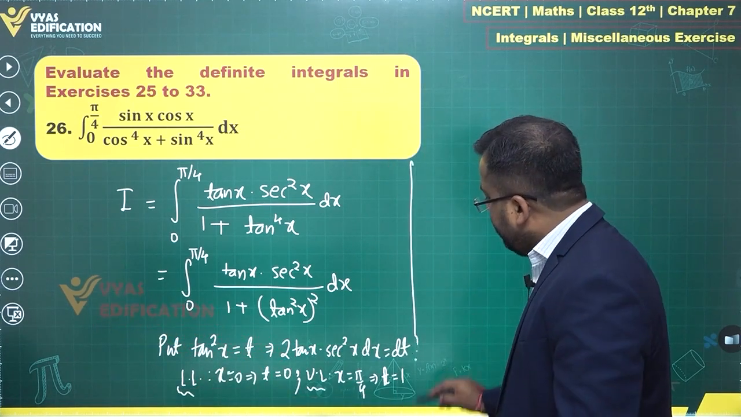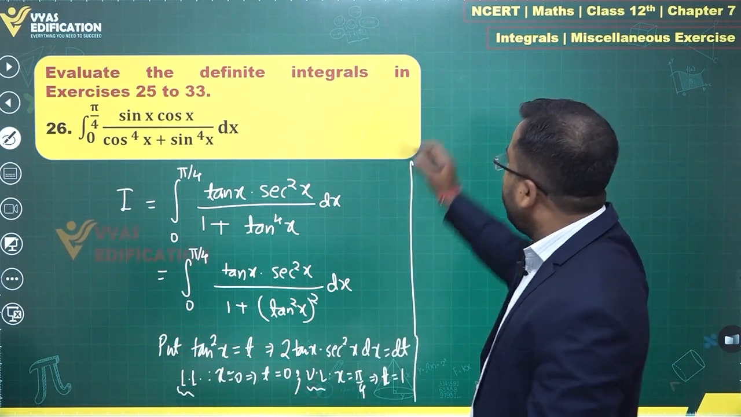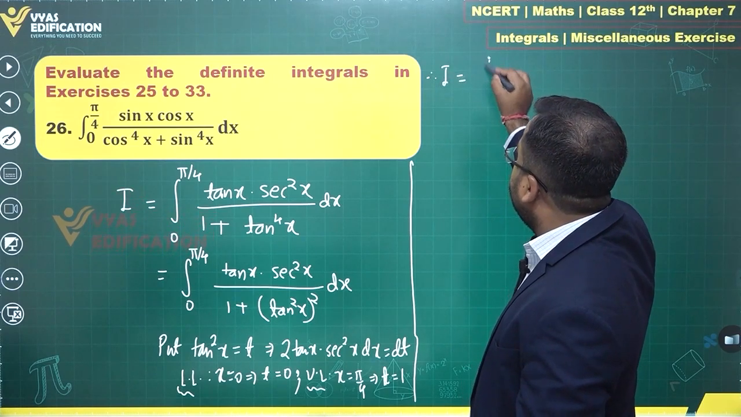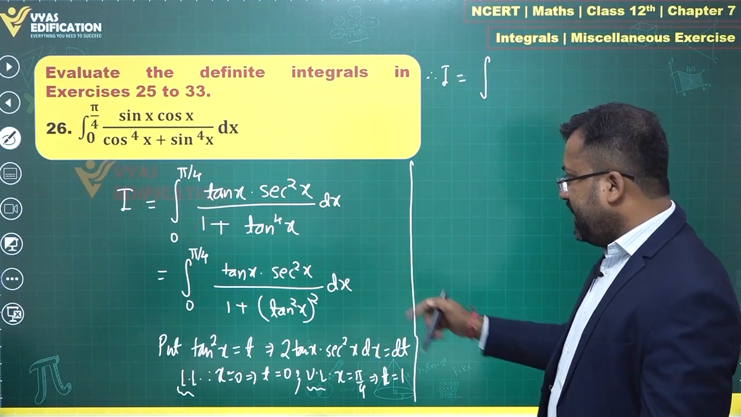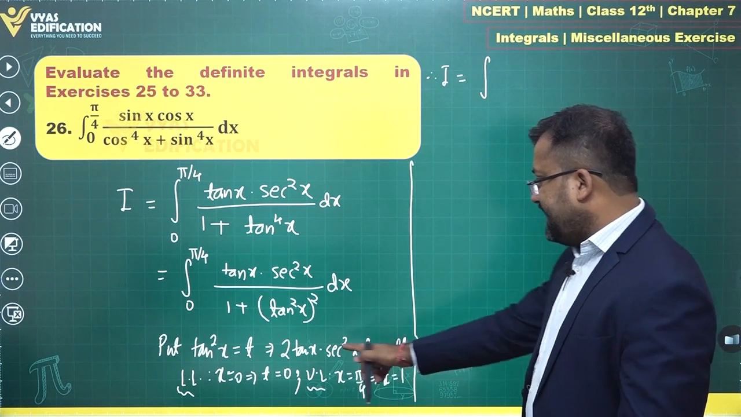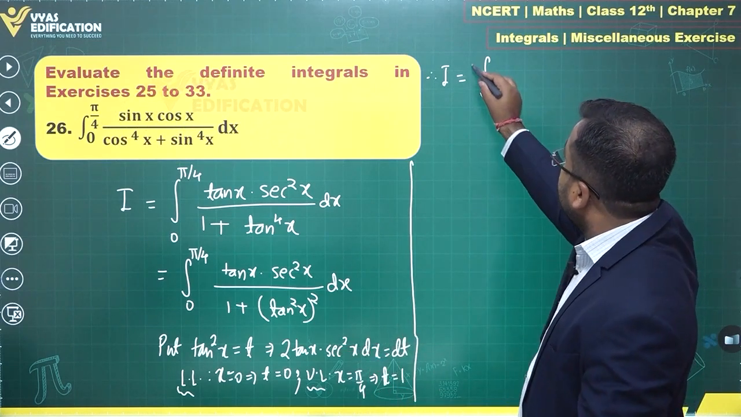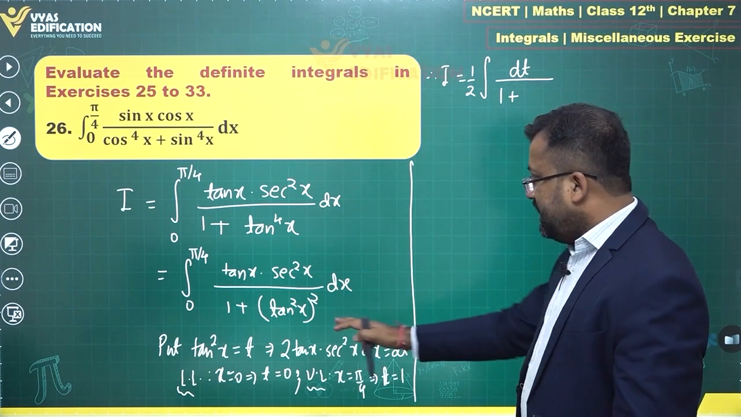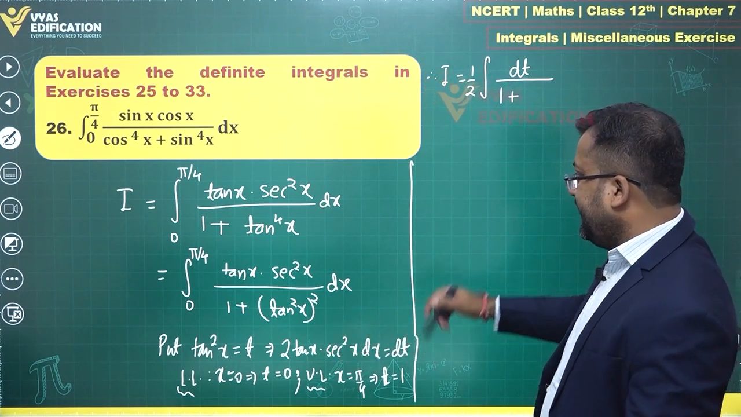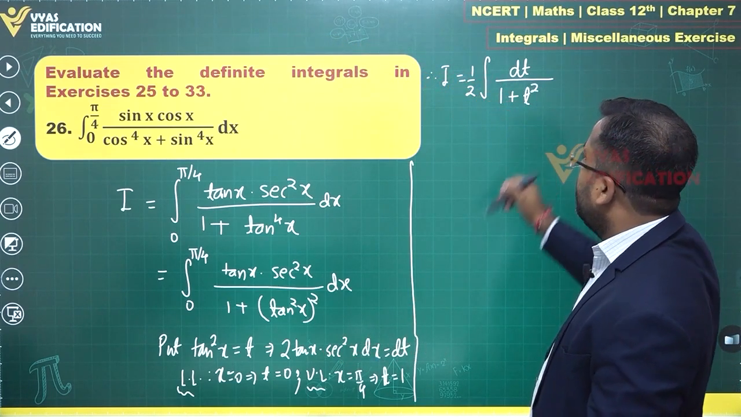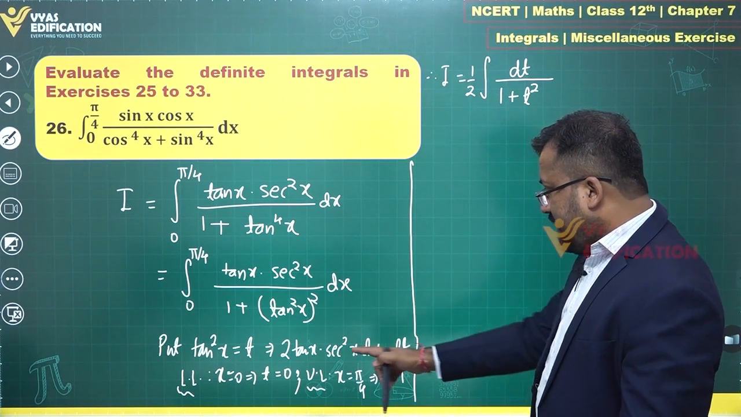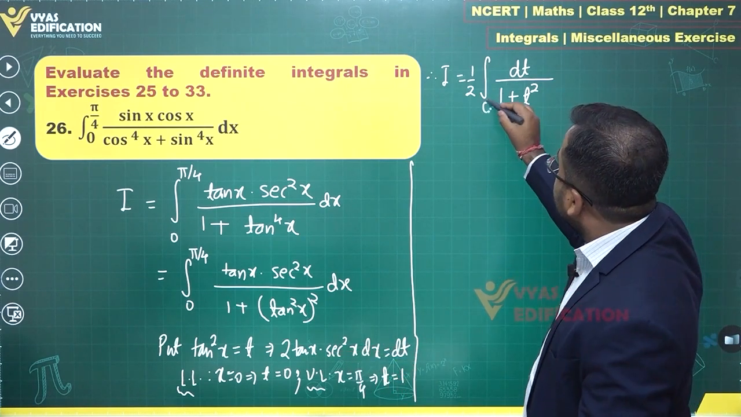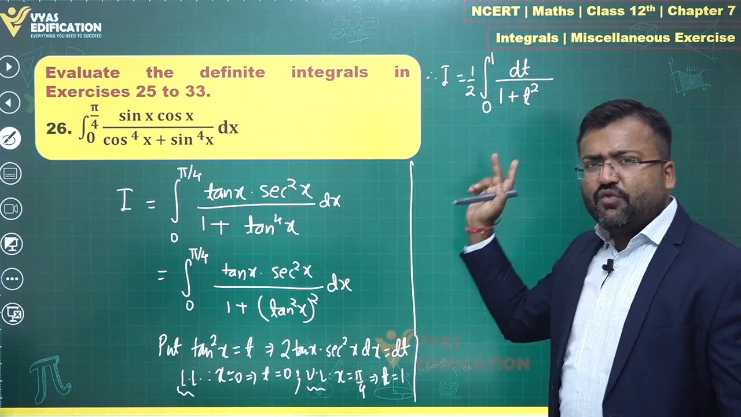And with this in mind, therefore, I simplifies to what? Integral of this numerator: tan x sec square x dx is dt upon 2. This is 1 by 2 dt. In the denominator you have 1 plus tan square x, which is t, and its square. What else? Limits, lower limit 0 to upper limit 1. This is what you get. And now the question becomes very simple.